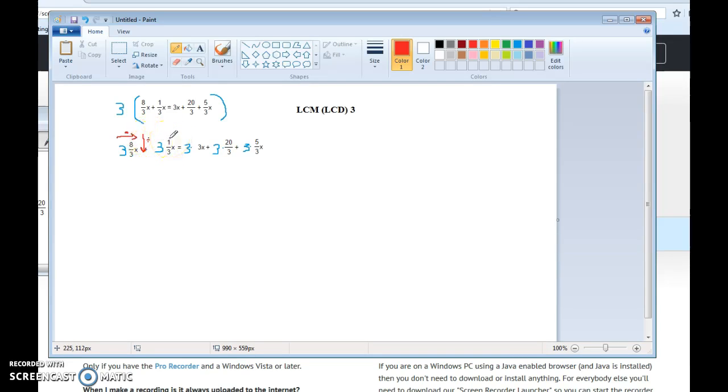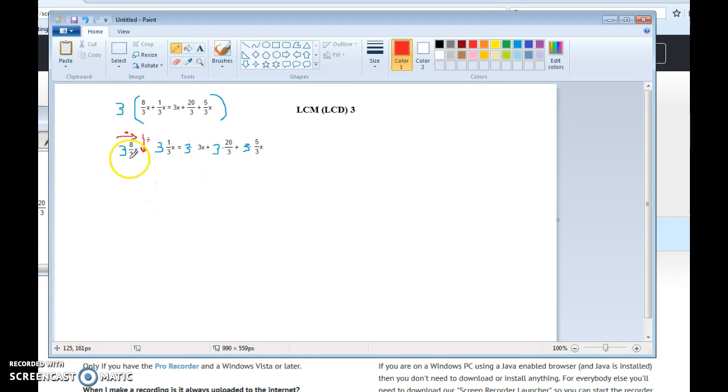Now you're going to notice that when I multiply by 3 and divide by 3, the 3s sort of cancel each other out. But sometimes that will not happen. If your LCD is something other than what your denominator is, the fraction will still clear, but you will not necessarily have the numerator being left unchanged. The numerator will be changed.